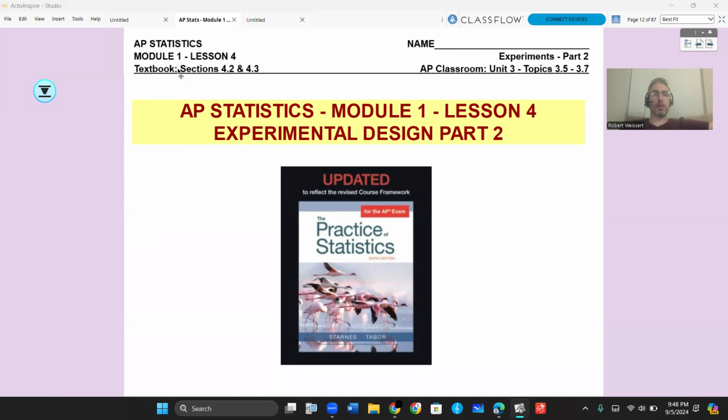This can be found in Module 1, Lesson 4 of the booklet that we use in our class. If you're following along using this textbook, you can find it in sections 4.2 and 4.3. And if you're just trying to casually explore AP Classroom for some similar problems, you'll see those problems in topics 3.5 to 3.7. Let's get started.